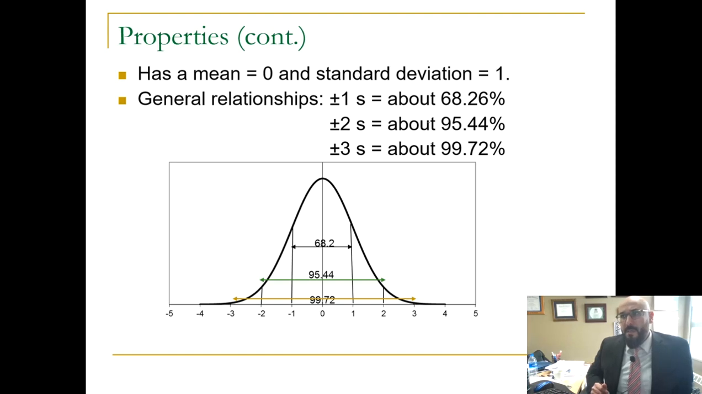As I mentioned earlier, plus or minus 1 standard deviation is 68.26% of the data located in that area. Plus or minus 2 standard deviations, about 95.44% of the data is located under that area. And for 3 standard deviations, 99.72% is located under that area. These are just some facts that you need to know about the normal curve, and this will help you to calculate the area under the curve.